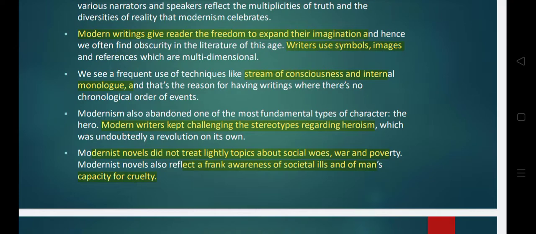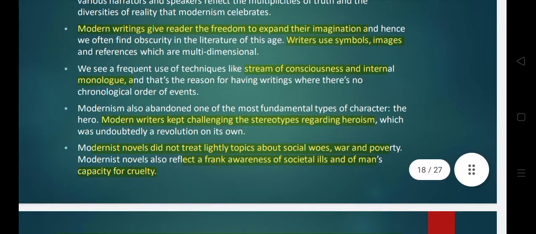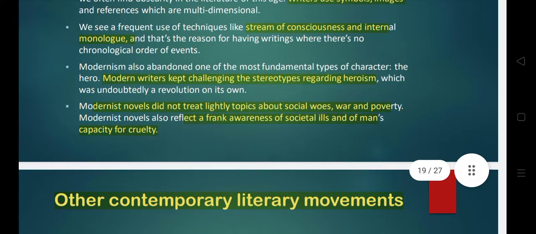Stream of consciousness is a literary technique in which the writer writes in such a way that the audience, the readers, feel like they are inside the mind of the character. So modern writers kept challenging the stereotypes regarding heroism, which was undoubtedly a revolution on its own.